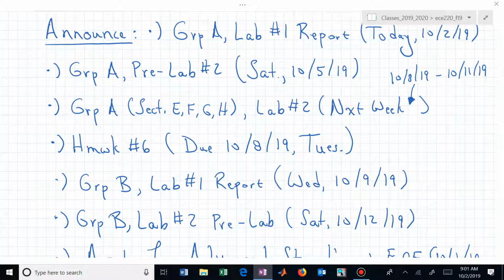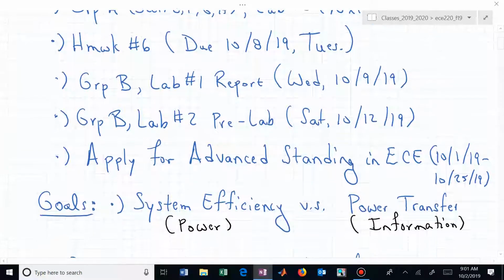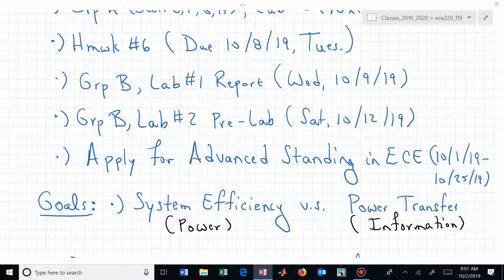Group B's, after Section E has their lab on Tuesday of next week, your homework number 6 is due for the entire class. Then Group B's lab number 1 report will be due on Wednesday of next week, your pre-lab on the next Saturday. Oh, and by the way, you can apply for advanced standing.